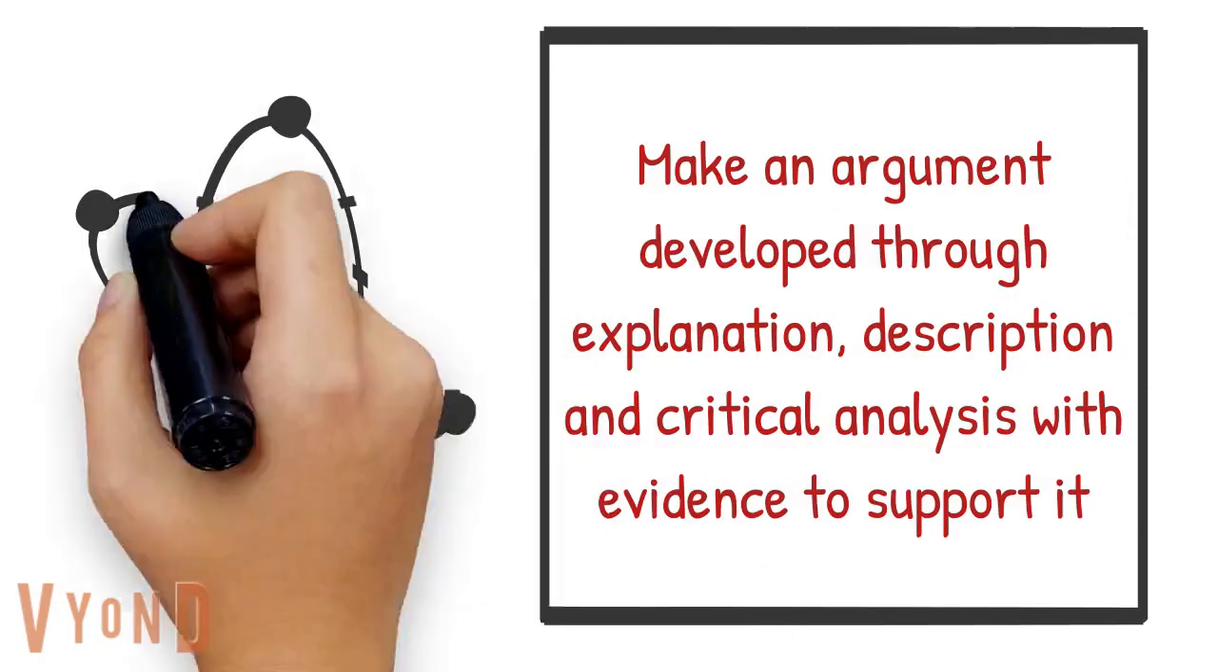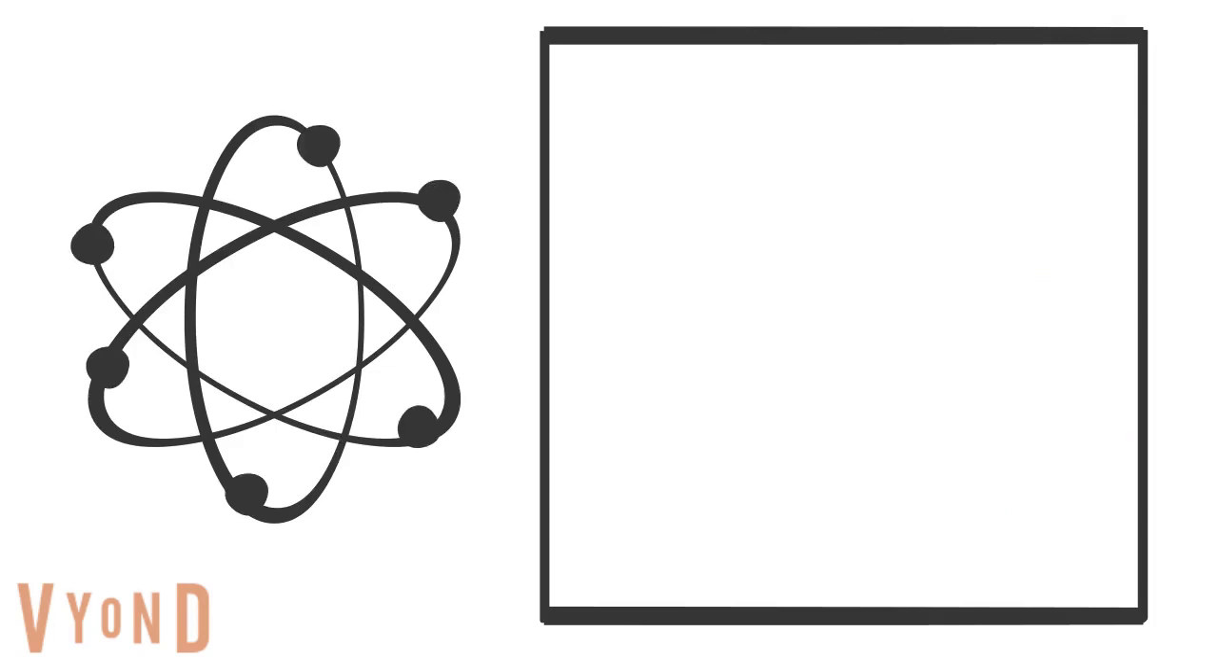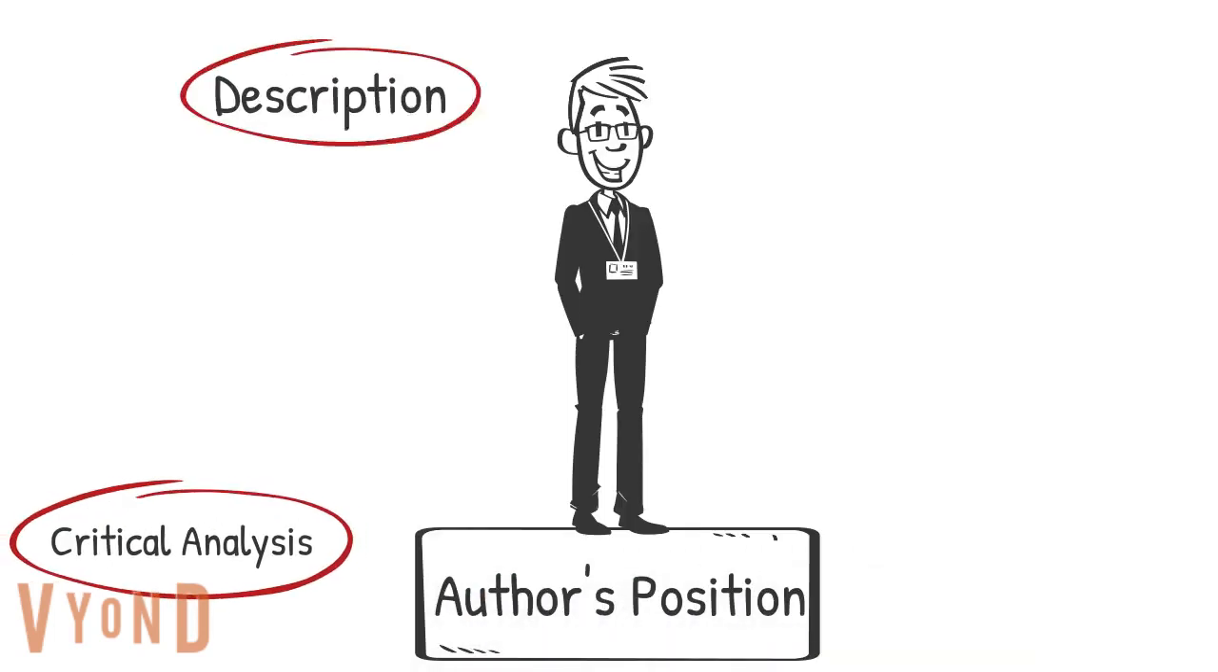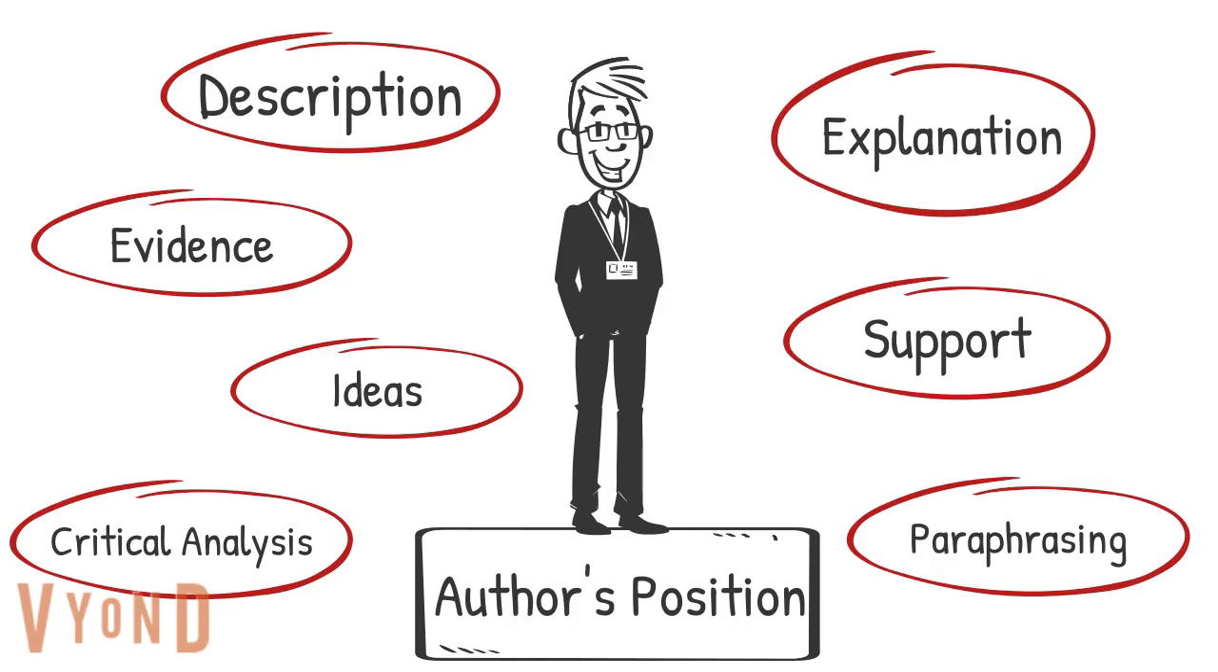Science and engineering writing must make an argument or a claim developed through explanation, description, and critical analysis with evidence to support it. The thesis statement sets out the author's position, and every part of the writing needs to refer to it in some way.